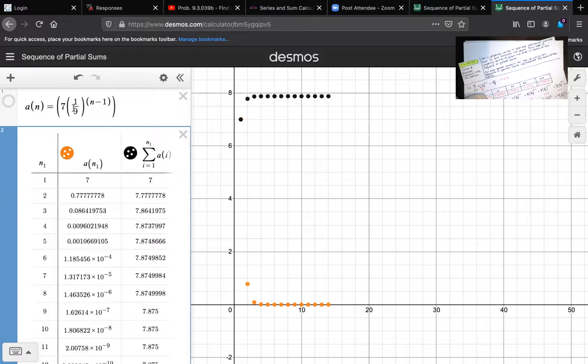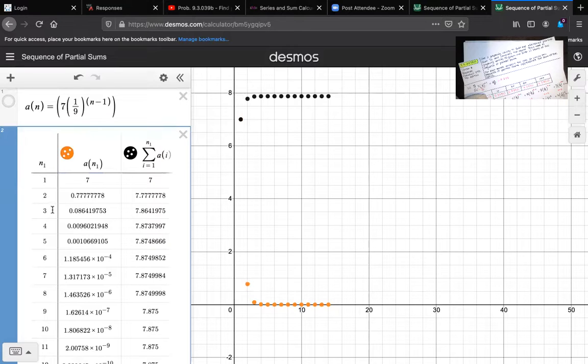So when n equals 1, if we plug in n equals 1 to this, we get 7 times 1/9 to the 0, so we get 7. So that's this orange point right here. If we plug in n equals 2, we have 7 times 1/9 to the 2 minus 1. 2 minus 1 is 1. So this is 7 times 1/9, so it's 7 over 9, which is this 0.7 repeating. That's right there. And that point is plotted there.